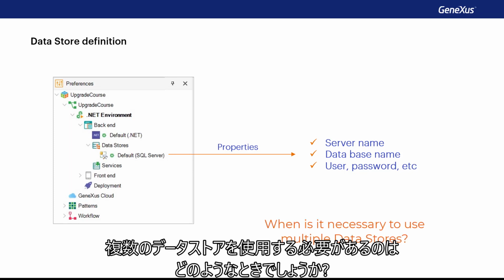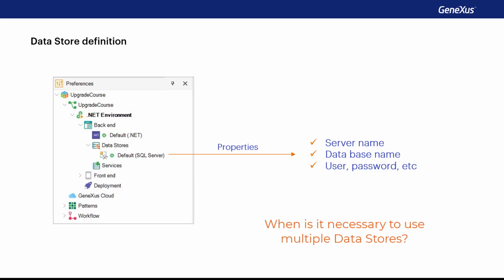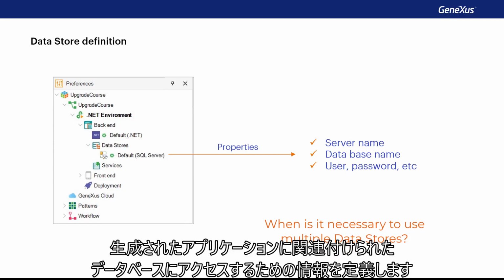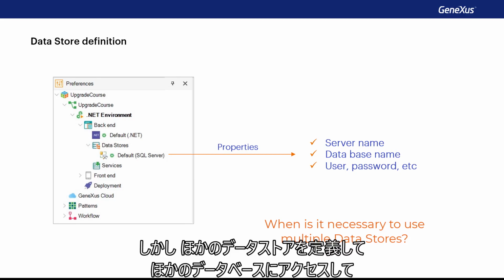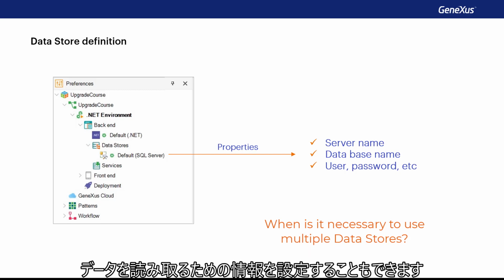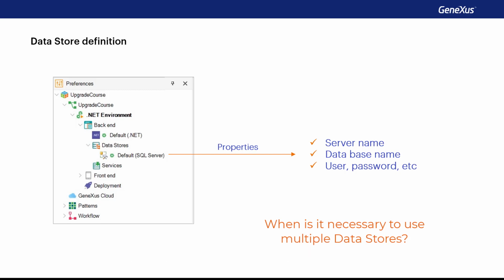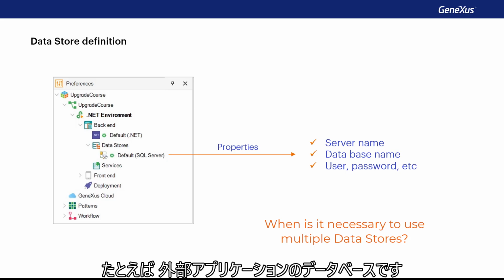When is it necessary to use multiple data stores? As we've said, a data store defines the information to access the database associated with the generated application. But it's also possible to define other data stores to establish the information to access other databases and read information. For example, databases in external applications.